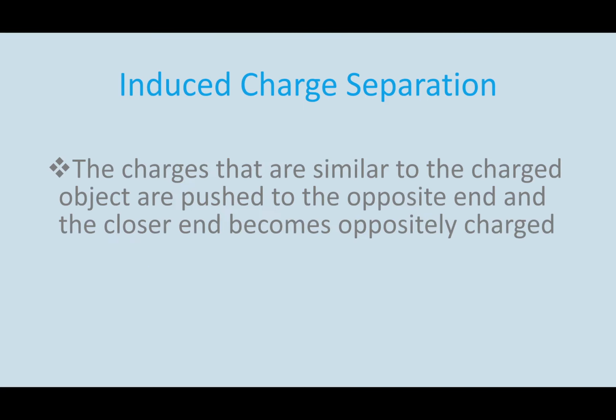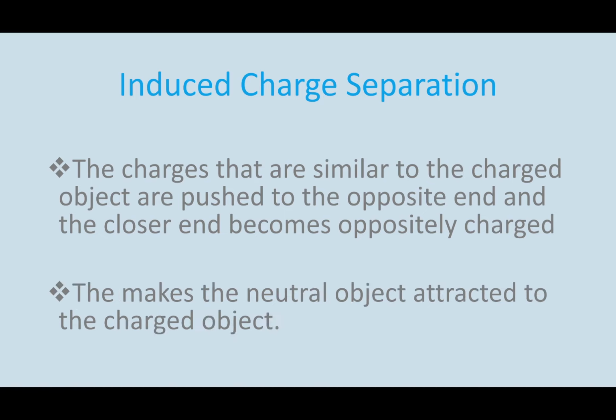So what happens is the charges that are similar to the charged object are pushed to the opposite end, and the closer end of your neutral object becomes oppositely charged. So this makes the neutral object attracted to the charged object. And we'll look at an example in a second.